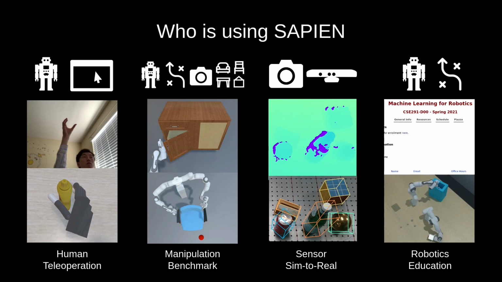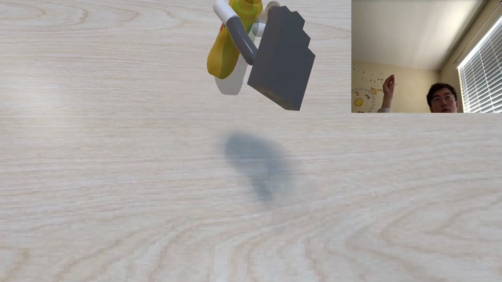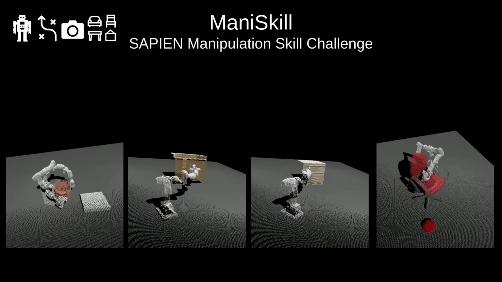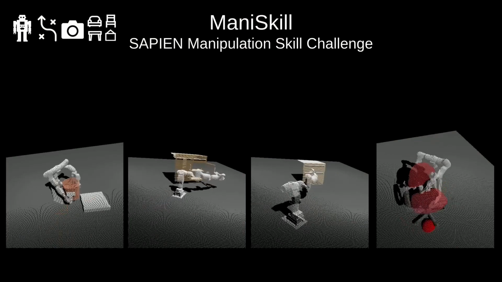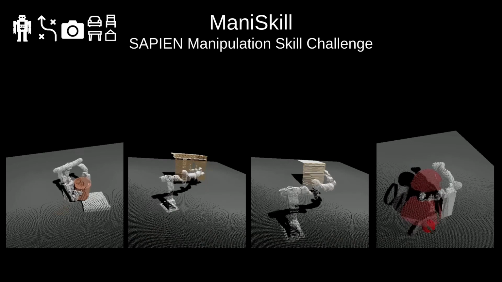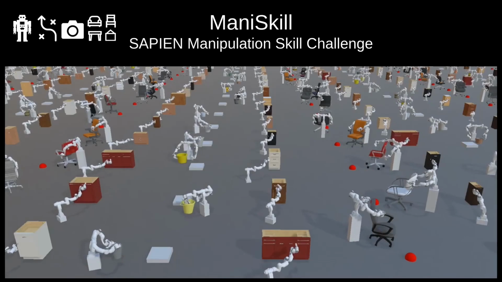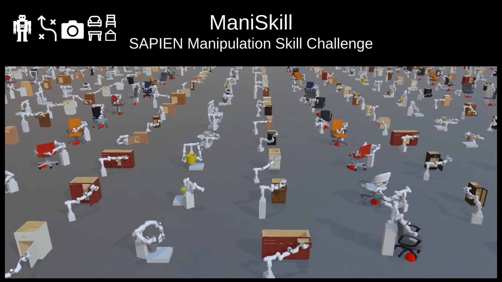SAPIEN has been applied to design human teleoperation systems, manipulation benchmarks, transferable vision models, and robotics education packages. In the first example, the users have customized the SAPIEN viewer to allow using human hands to control the simulated robot. This allows them to conveniently collect data for imitation learning. Next, SAPIEN assets have been used to construct the SAPIEN Manipulation Skill Challenge, or ManiSkill, to test generalizable manipulation across objects. It features visual point cloud inputs and physical interactions. ManiSkill Challenge also includes large-scale demonstration trajectories collected through reinforcement learning environments built with SAPIEN.